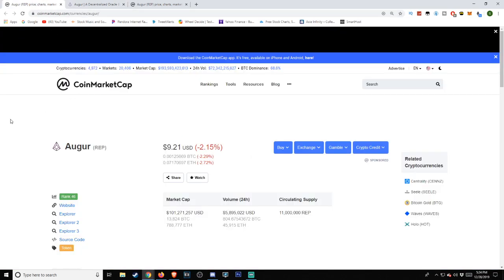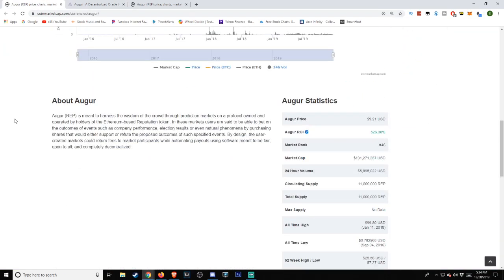So we head back over here to CoinMarketCap. They have a little bit of description. I'm going to go ahead and read this through real quick. Augur, or REP, is meant to harness the wisdom of the crowd through prediction markets on a protocol owned and operated by holders of the Ethereum-based reputation token. In these markets, users are said to be able to bet on the outcomes of events such as company performance, election results, or even natural phenomena by purchasing shares that would either support or refute the proposed outcomes of such specified events. By design, the user-created markets could return fees to market participants while automating payouts using software meant to be fair, open to all, and completely decentralized.